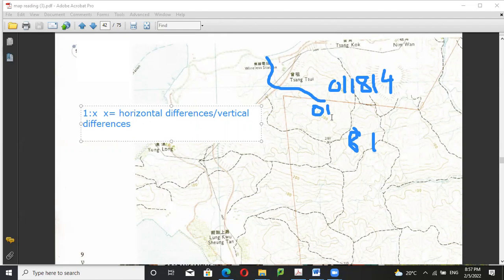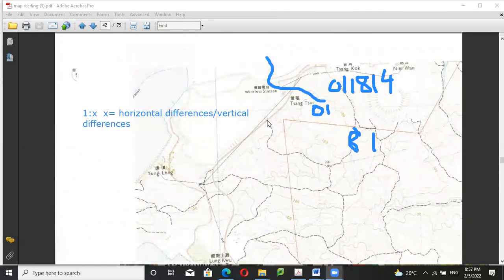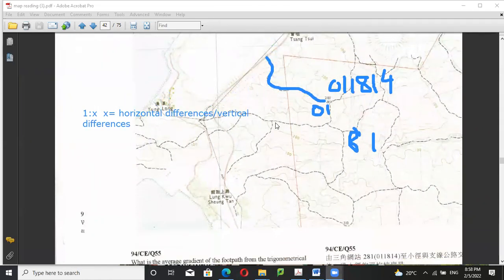How? Because right here it's already 2H1, and what we're going to do is find the height of here, which is 100, then 80, and 40, 60, it should be 40. So the vertical difference will be 2H1 minus 40, which is around 241 meters.